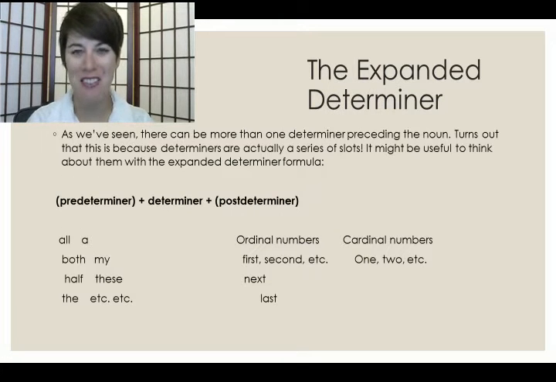You may have noticed by now that there can be more than one determiner preceding any given noun. And it turns out that this is because determiners are actually a series of slots. We might like to think about them as the expanded determiner formula. So any given determiner could have a predeterminer and even a post-determiner. Common predeterminers would be things like all, both, half. Then you might have the determiner itself. And then you could have a post-determiner. Ordinal numbers, cardinal numbers, these are very common post-determiners.